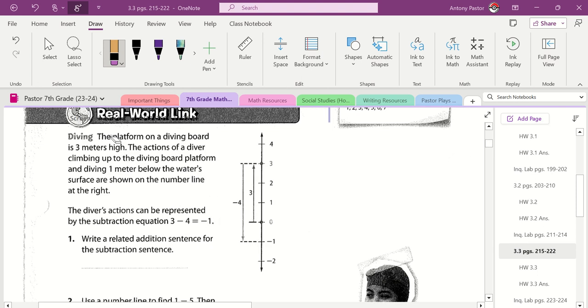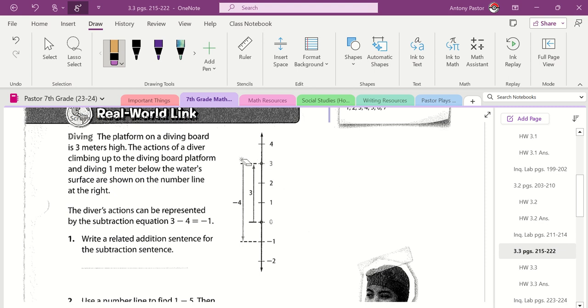The platform on a diving board is 3 meters high. The actions of a diver climbing up to the diving board platform and diving 1 meter below the water's surface are shown on a number line at the right. The water level will be represented by the 0. The diving platform is 3 meters high, so 3 meters above the water level.